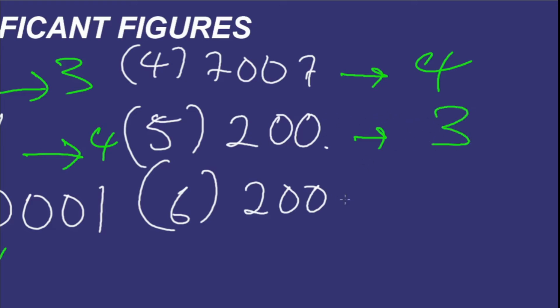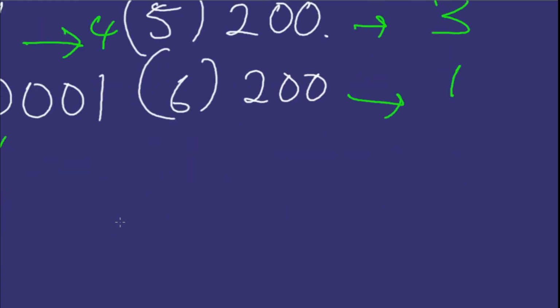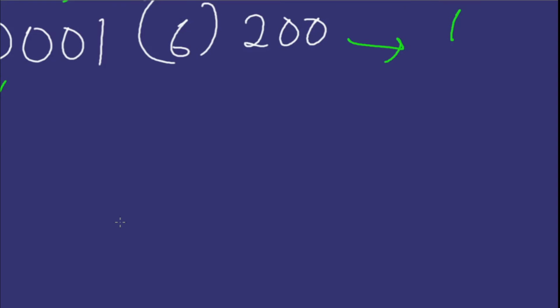But now let's look at this. This one has got 0 trailing zeros. This one has got 2 trailing zeros, and there's no decimal. If that's the case, if you're not told anything, then there's only 1 significant figure. But if you are given extra information about that, then it can have different significant figures. What do I mean by that? Let me explain.